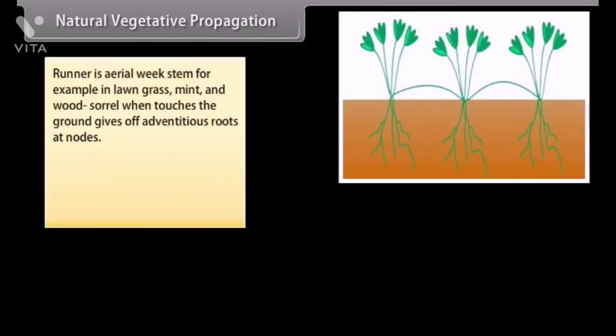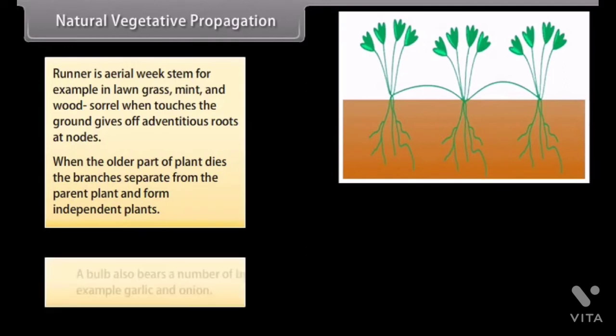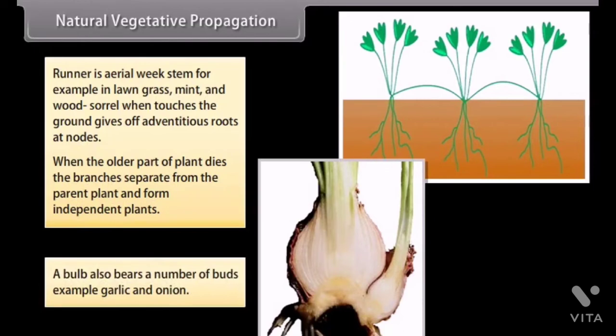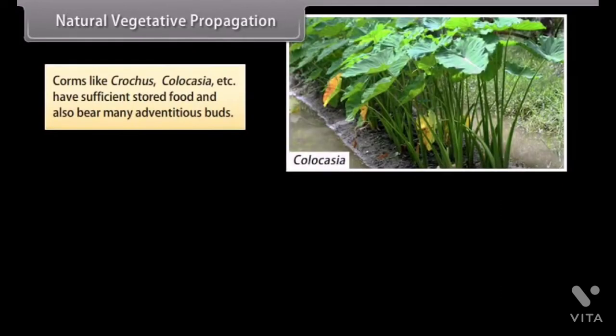A runner is an aerial weak stem, for example in lawn grass, mint and wood sorrel. When it touches the ground, it gives off adventitious roots at nodes. When the older part of the plant dies, the branches separate from the parent plant and form independent plants. A bulb also bears a number of buds, for example garlic and onion. Corms like crocus, colocasia, etc. have sufficient stored food and also bear many adventitious buds.